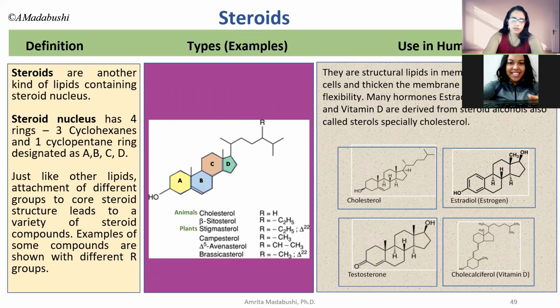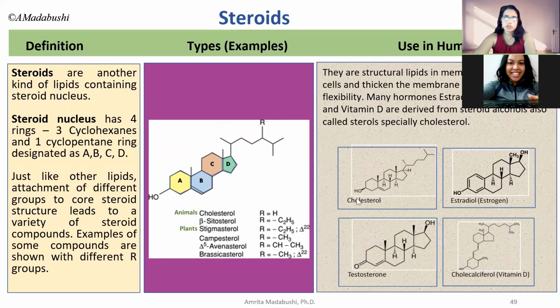steroid. And you can see there are different types of steroids. We talked about cholesterol, which is just hydrogen in here, but then it could be sitosterol, stigmasterol, campesterol, avenasterol, and so on and so forth. These are just a few examples of what can go in place of R.